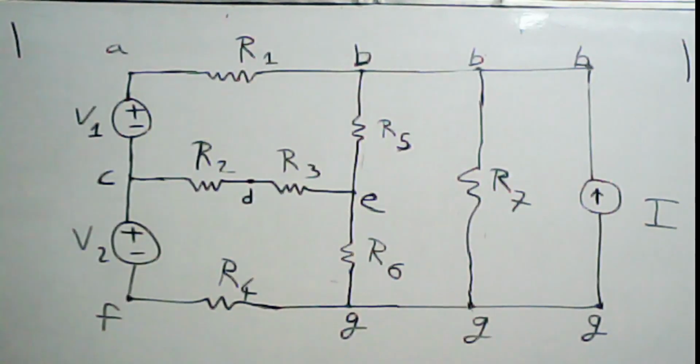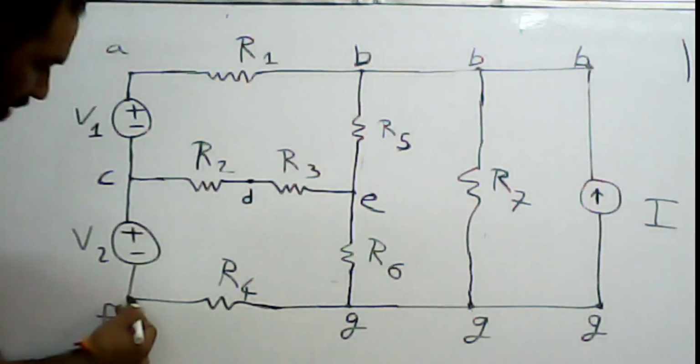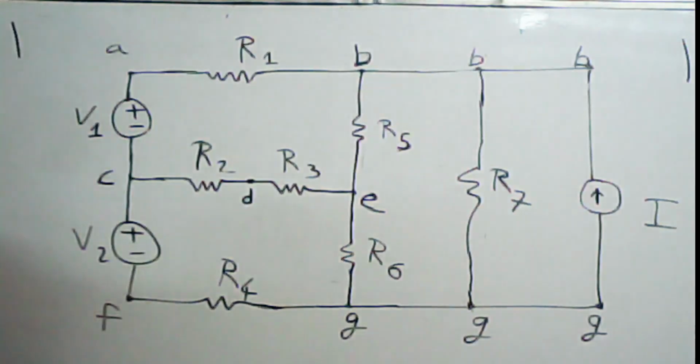So why have I done that? Because if we move from one point of the network to another point, or from one node of the network to another node, and there is no element in between those nodes, then the node is considered the same and its name will be given with a single alphabet.